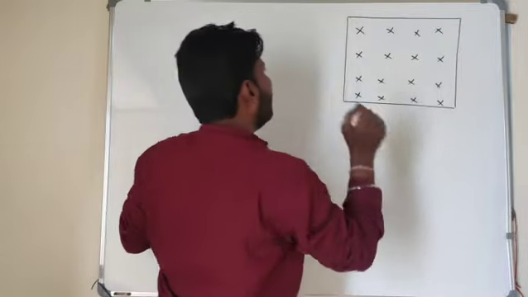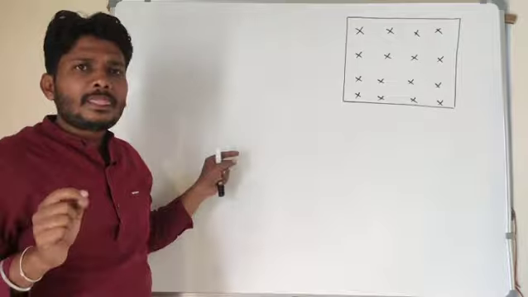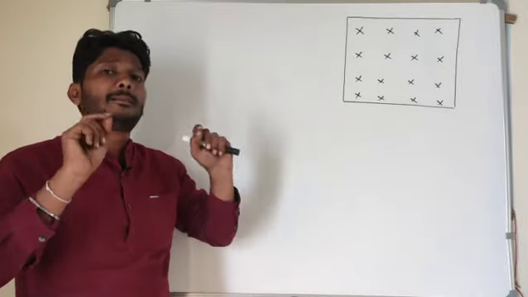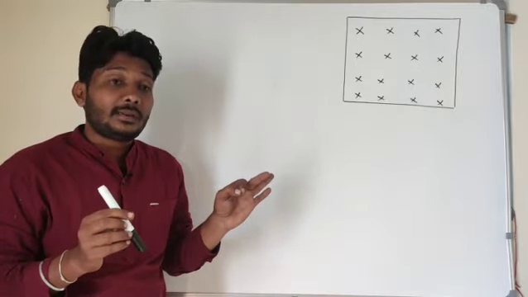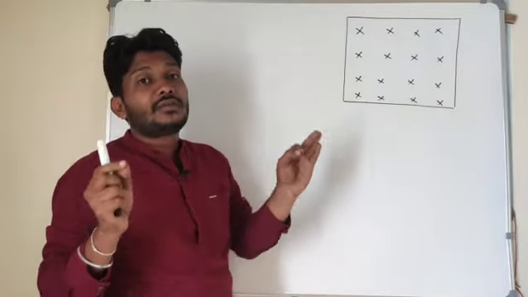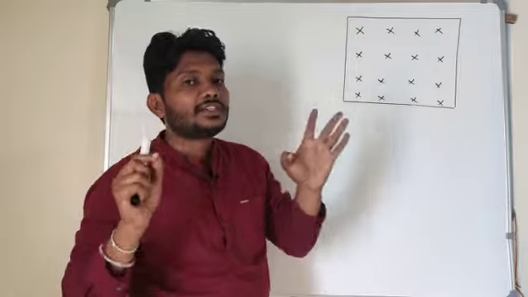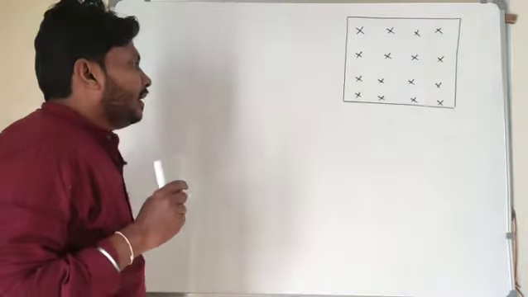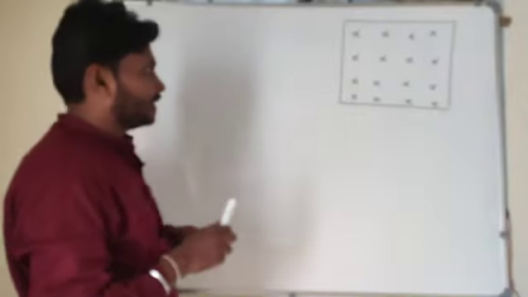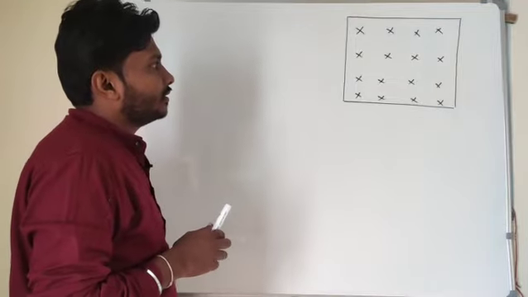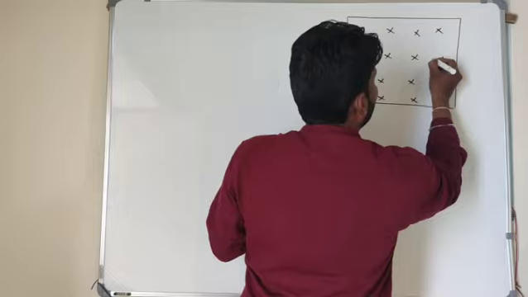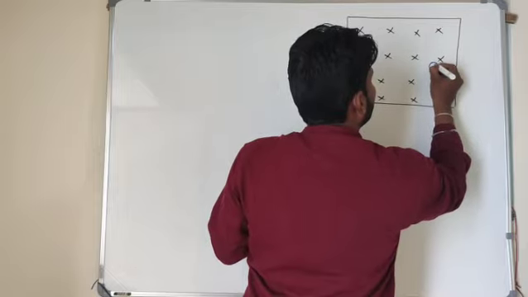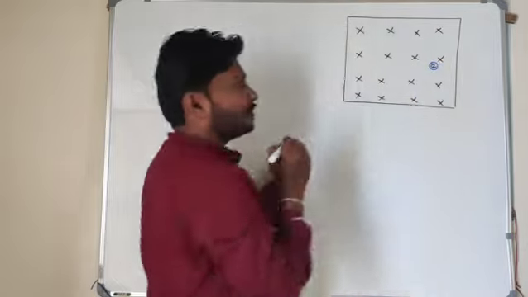Now I will choose one charged particle here. That charged particle is moving perpendicular to the magnetic field. If the charged particle is perpendicular to the magnetic field, I want to understand what will be the trajectory of this charged particle. For example, let me consider one charged particle here. So this is one charged particle.